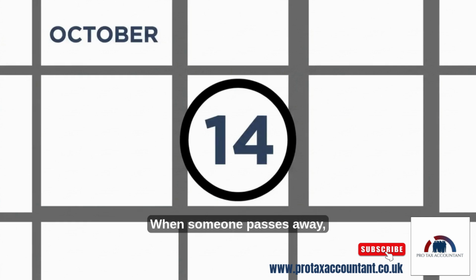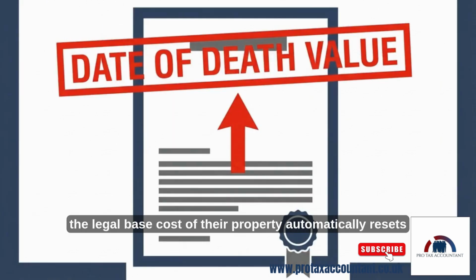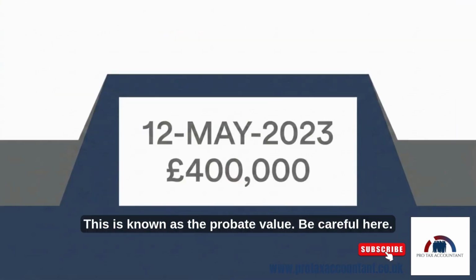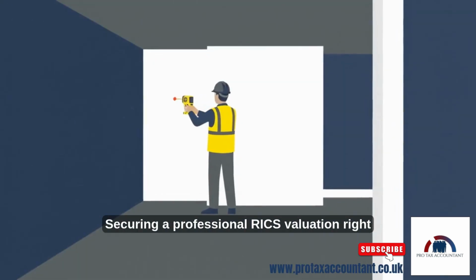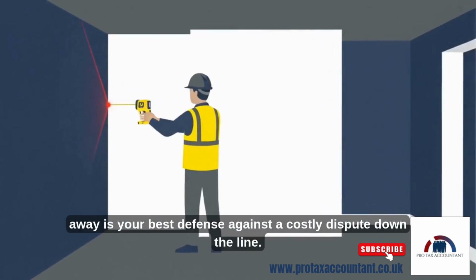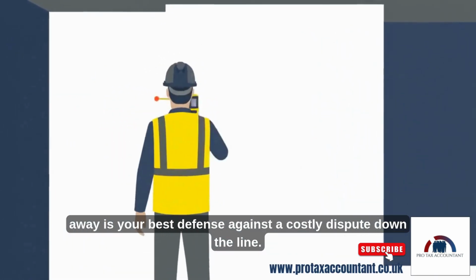When someone passes away, the legal base cost of their property automatically resets to its open market value on the exact date of their death. This is known as the probate value. Be careful here. HMRC can challenge this valuation years after the fact. Securing a professional RICS valuation right away is your best defense against a costly dispute down the line.